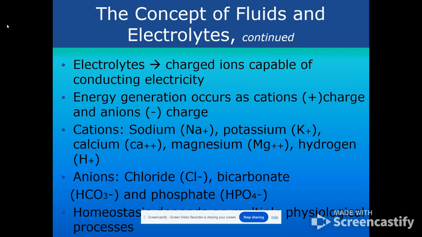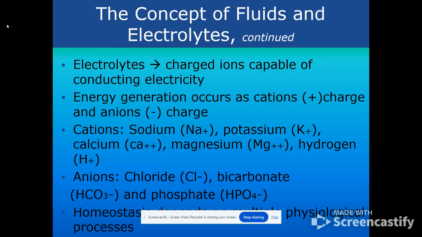With electrolytes, as we know, they are charged ions capable of conducting electricity, and they are dissolved within the body fluids. They're responsible for various chemical reactions which produce energy within the body. The energy generation occurs as the cations, the ions with a net positive charge, and the anions, the ions with a net negative charge, combine and then split. Because of this massive energy charge, energy is created for your organs to function appropriately.